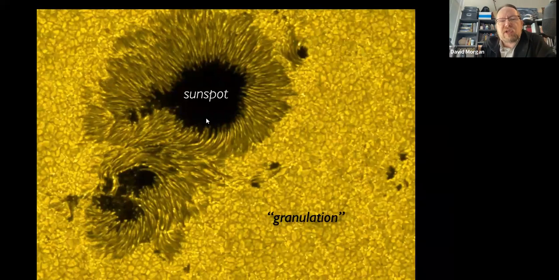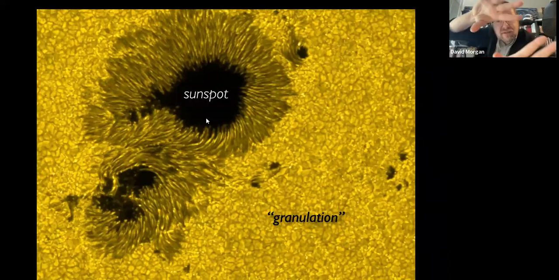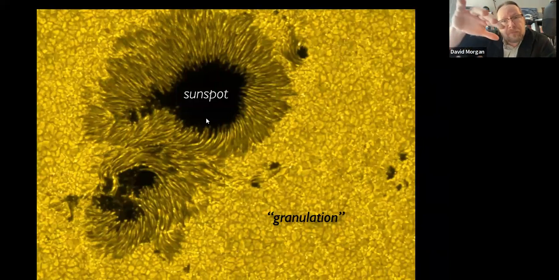Here's a close-up of a sunspot, and those lines that you see actually trace the sun's magnetic field lines. I think they still do experiments like this in middle school. Did you ever do an experiment in middle school where you take a magnet and you put it under a piece of paper and you put iron filings on top of the piece of paper, and the iron filings line themselves up with the magnetic field? That's what's going on here. The flow of ionized plasma at the surface of the sun is lining up with the magnetic field lines in the vicinity of the sunspot.